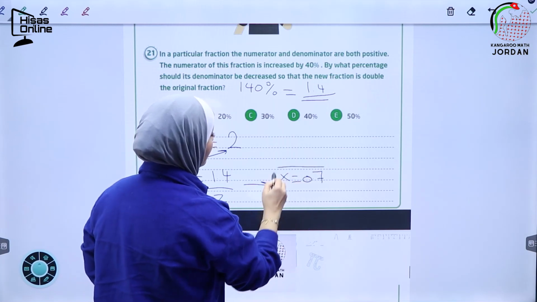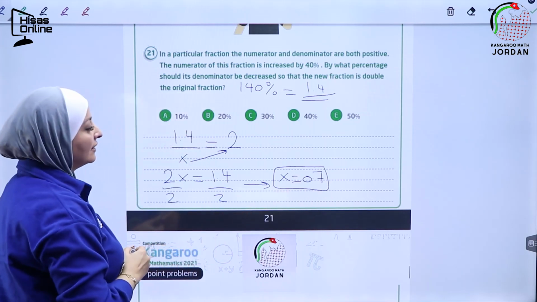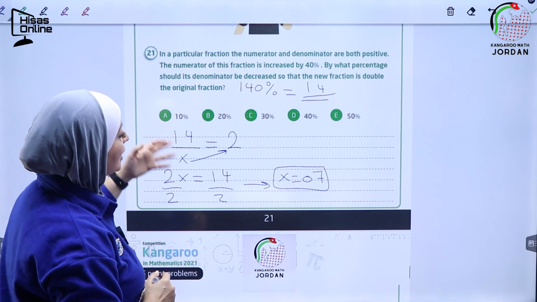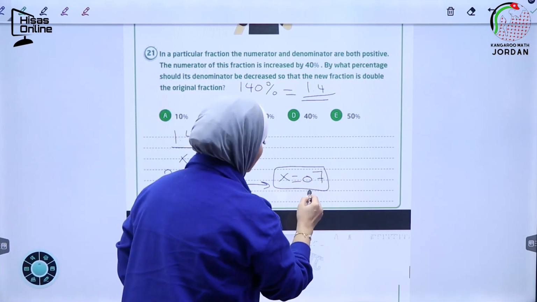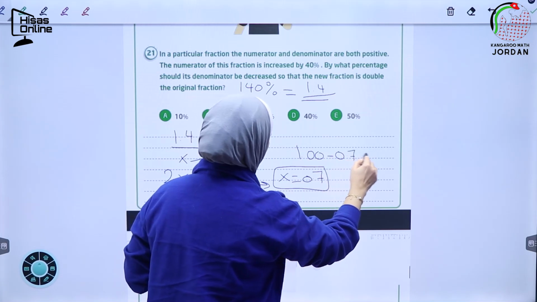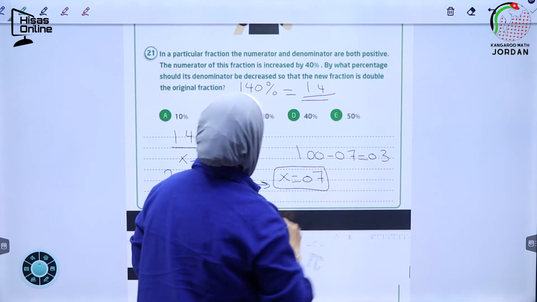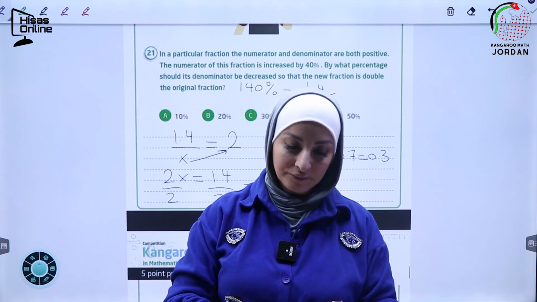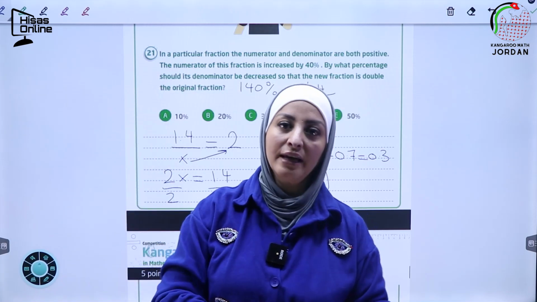0.7, right? 0.7 is the numerator which needs to be increased. To have it full, meaning 1 whole minus 0.7 equals 0.3. So my answer is C, which is 30%.